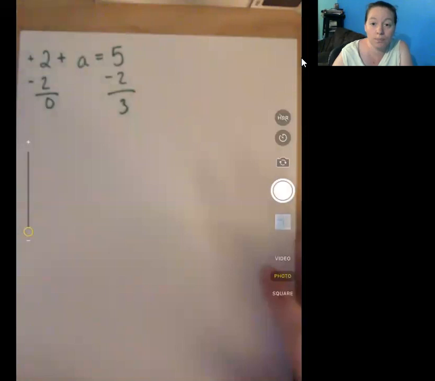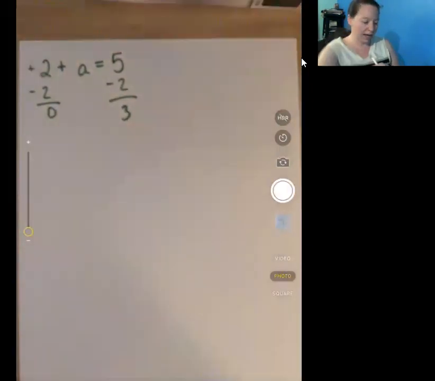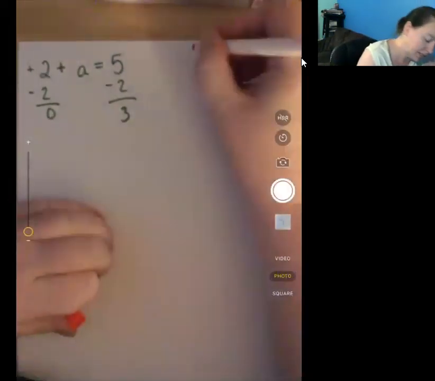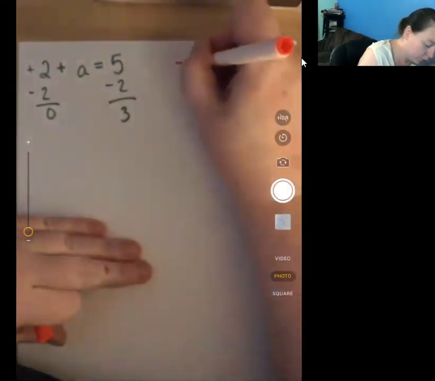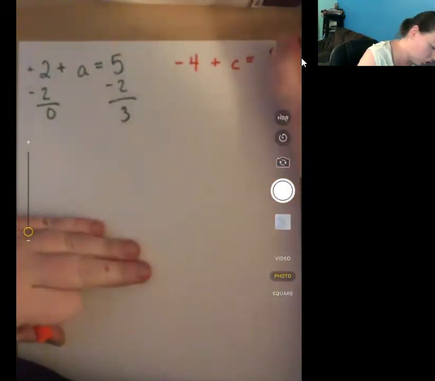All right, so other stuff that can end up happening. If I have a negative 4 plus c is equal to 7.